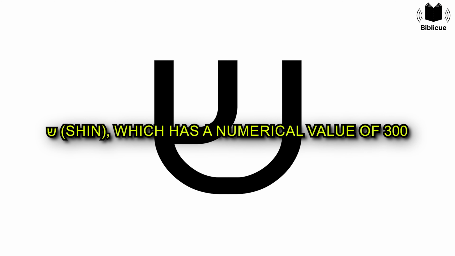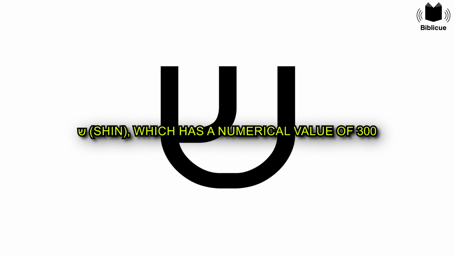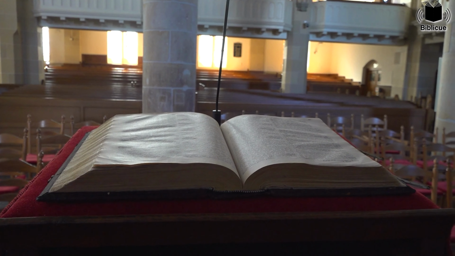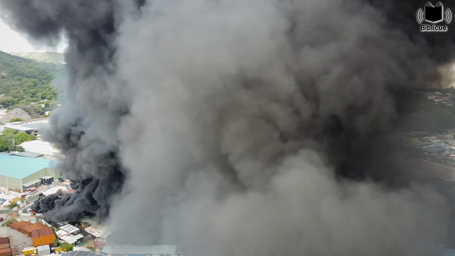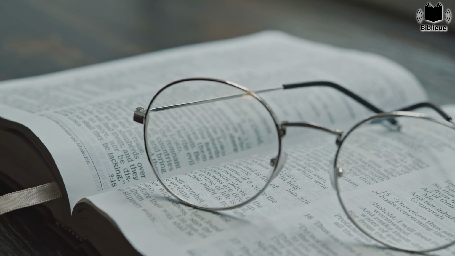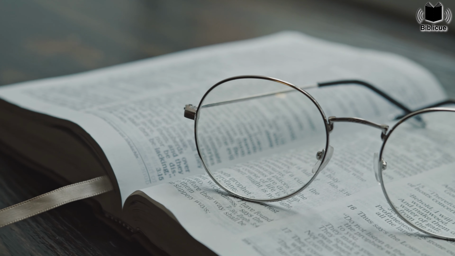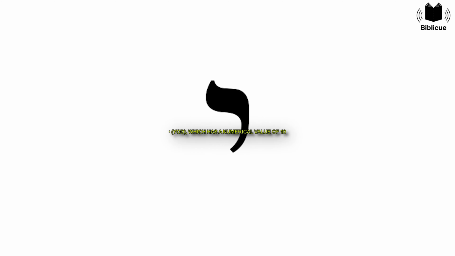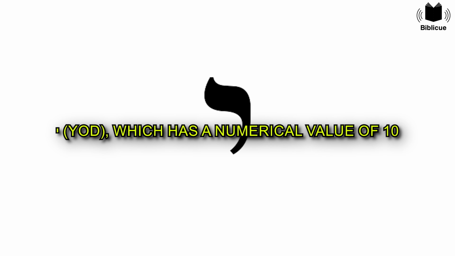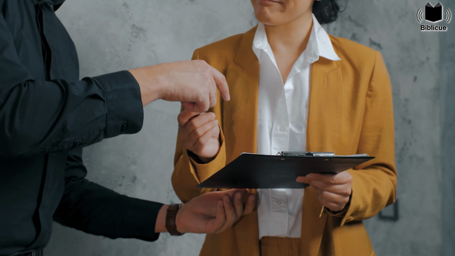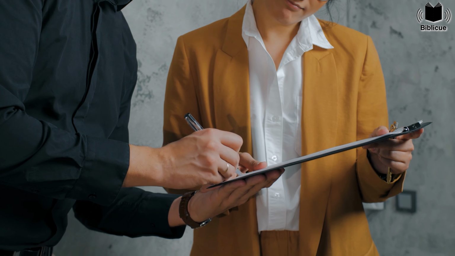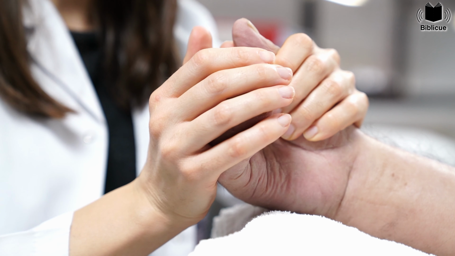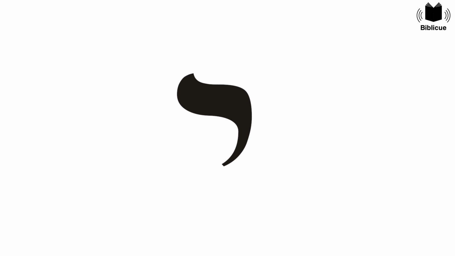The fourth letter is shin, which has a numerical value of 300. It also represents fire or light, as well as destruction or judgment. In Aramaic, this letter is pronounced as shin. The fifth letter is yod, which has a numerical value of 10. It also represents a hand or a deed, as well as grace or mercy. In Aramaic, this letter is written as y and pronounced as yod.